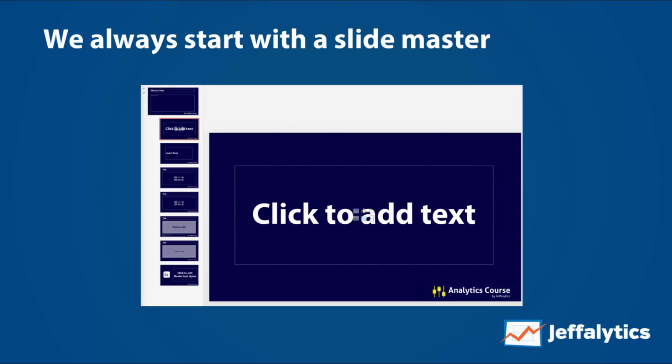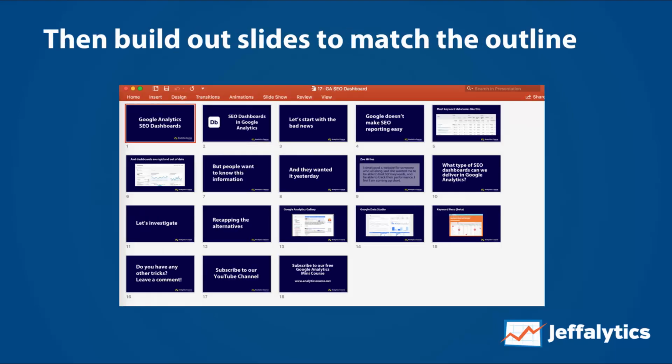We have this master that just keeps everything looking uniform, keeps everything looking the same, and we've actually developed 4 different masters, one for each of our courses that we talk about. So you can see this is on the Jeffalytics master right here, but I'm showing you the analytics course master. And then we build out the slides to match the outline. So as you can see here, this is just the outline for video number 17, and there's graphics in there, there's titles, and it's really what's going to be in the video, the majority of it.